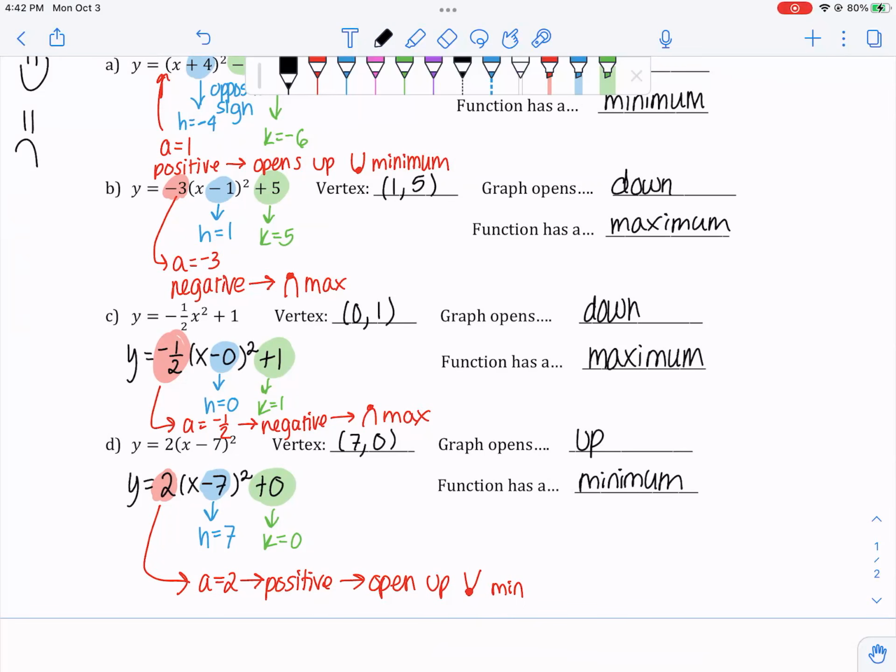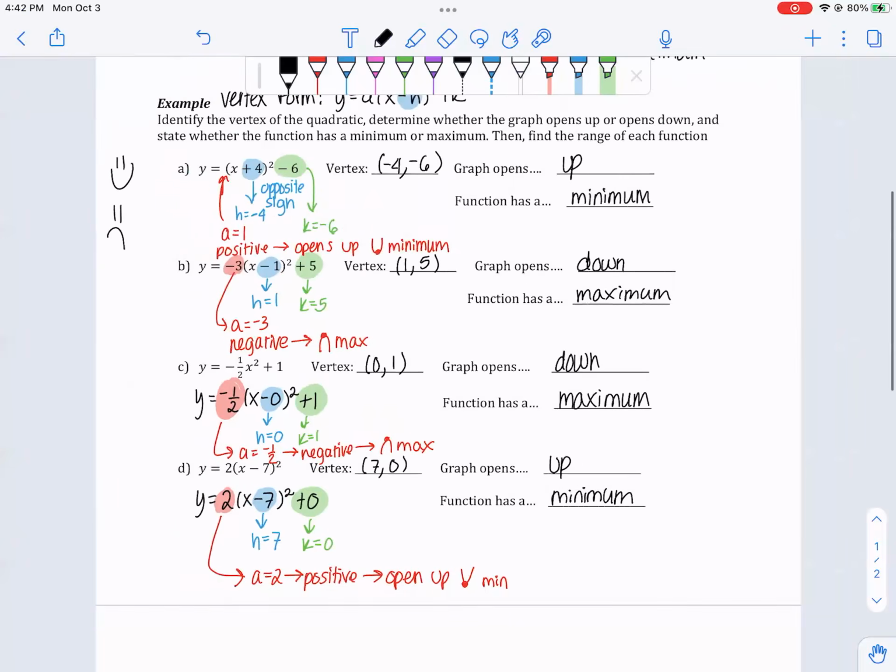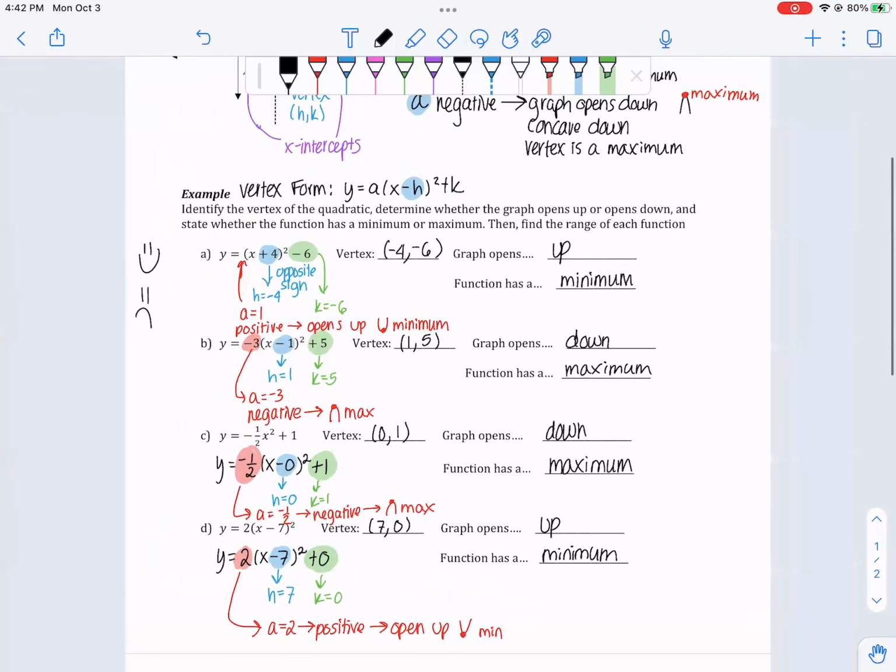So this is really about being able to read these values off and infer important, quick information about the graph from its vertex form, right? Because this is telling us a lot. It tells us where the vertex is. It tells us if it opens up. Having a minimum or maximum, I guess, isn't the most important information if you're thinking about graphing it, but it does follow directly from whether or not it opens up or down.